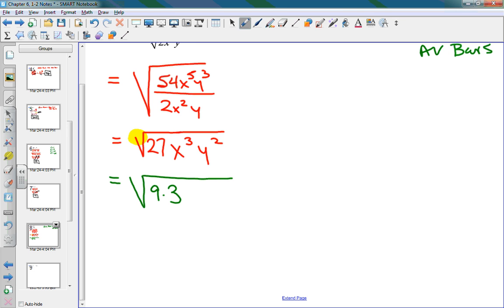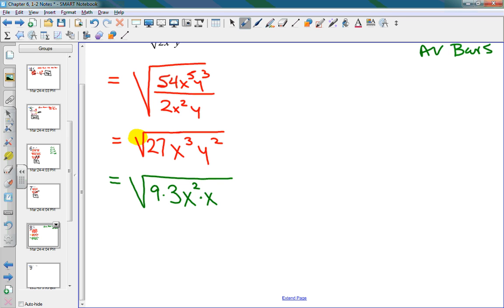Now, what is my power on my x? It's a 3. What's my root? 2. Is 3 divisible by 2? Is there a number smaller than 3 that is divisible by 2? 2. So what we're going to do is we're going to break this down. We're going to make this x squared times x.